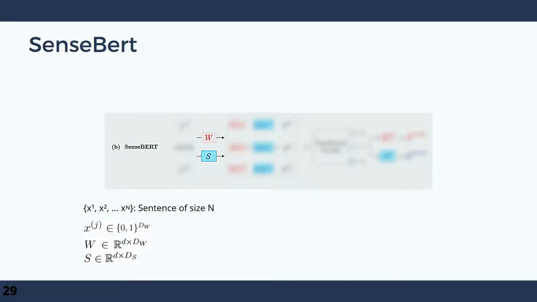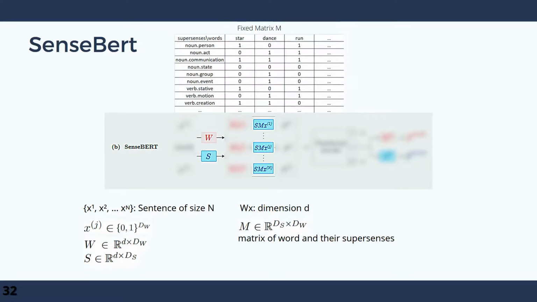W is a matrix of dimension d times dw. S is a matrix of dimension d times ds. W and S are useful to allow the pre-embedding of each word to be in the right dimension in order to be an input for the encoder. Just to remind you, dw is the size of the vocabulary and ds is the number of supersenses. We multiply each vector x by W and we obtain n vectors of dimension d. Then we multiply SMx. What is M though?